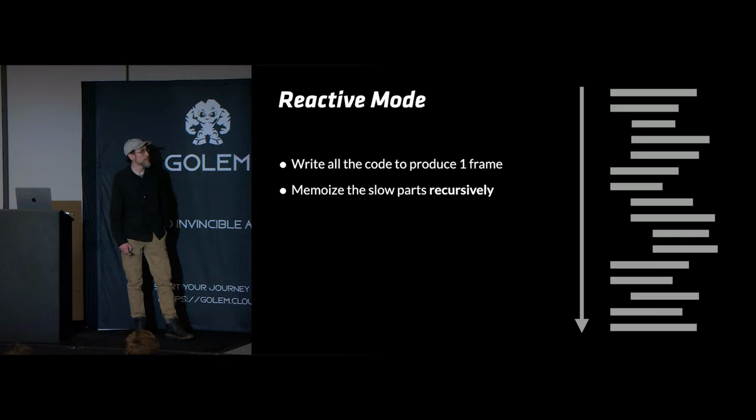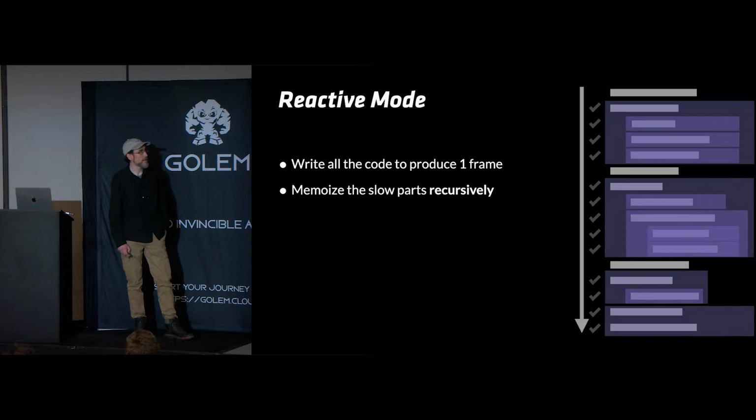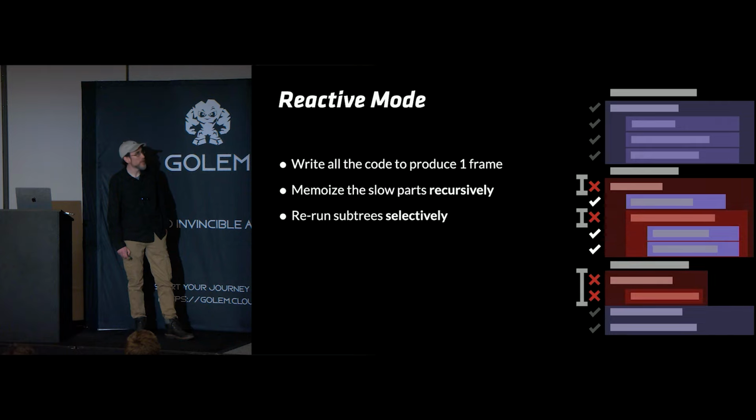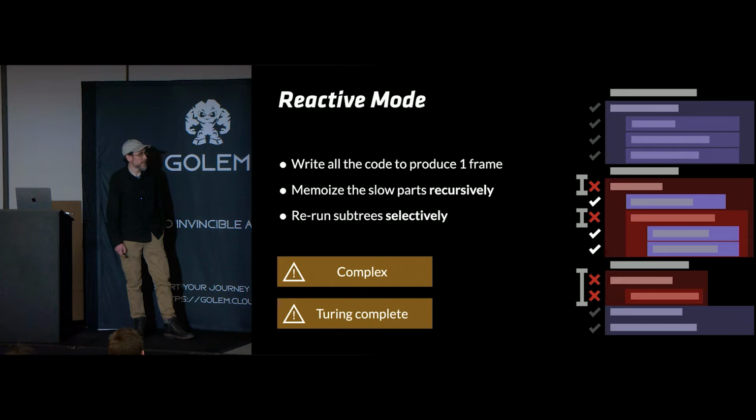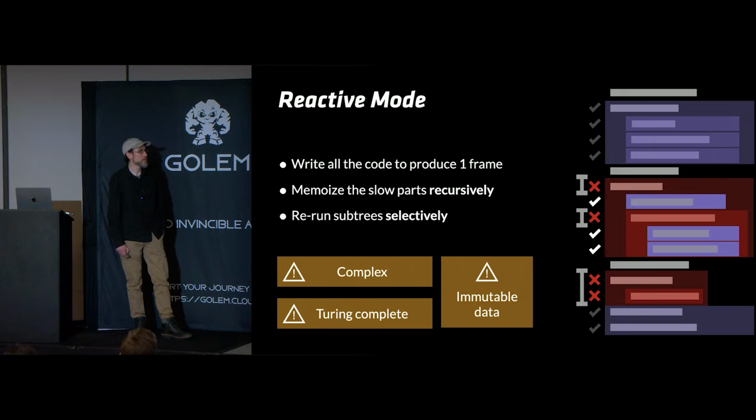So you're going to write all the code to produce one frame, and you're going to memoize the slow parts recursively. And then you rerun subtrees selectively. So in this situation, compared to the previous situation, you might only rerun those blocks, and everything else is memoized. That would be nice. This is very complex, but it's super retained, right? Well, it's so retained that it's basically Turing complete. And in practice, this only works when you use immutable data. We don't really know how to do this mutably.